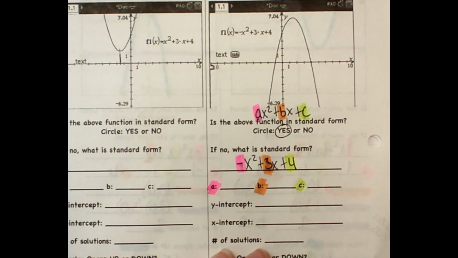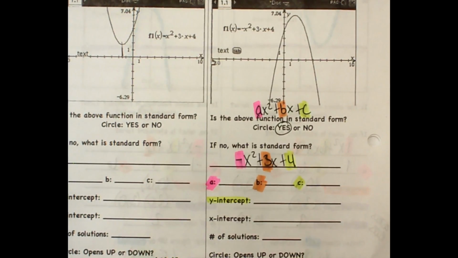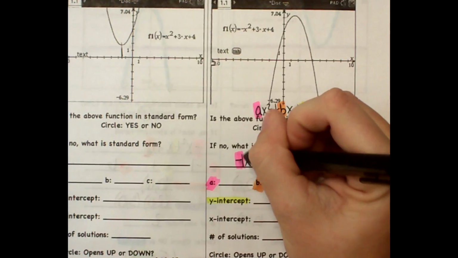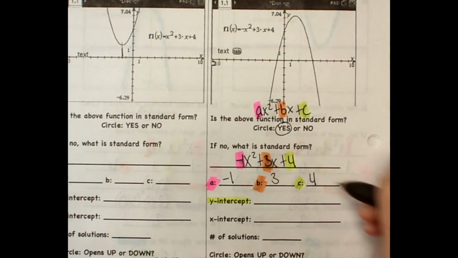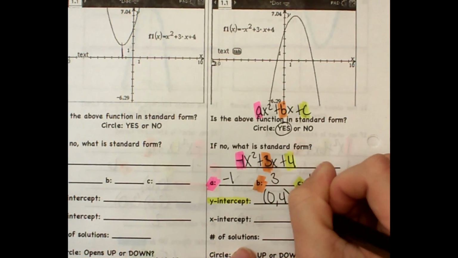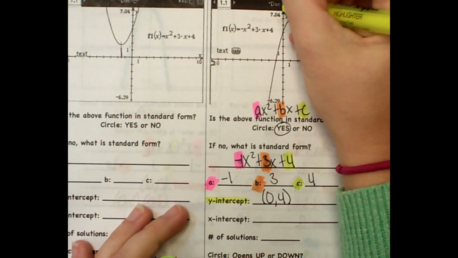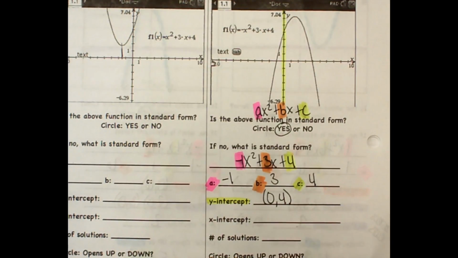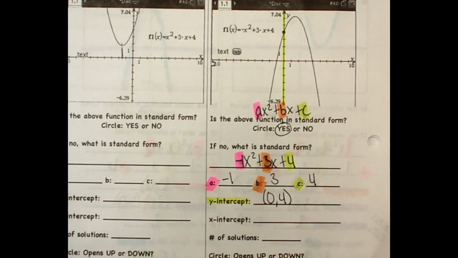What we need to remember is that C is also important because it tells us our y-intercept. So when looking, my A then is a negative 1. B is 3. C is 4. Making my y-intercept 0, 4. You can check it by looking at your graph. Where does the parabola cross the y-axis at? Well, on this one, if you want to count it, it's 0, 4.